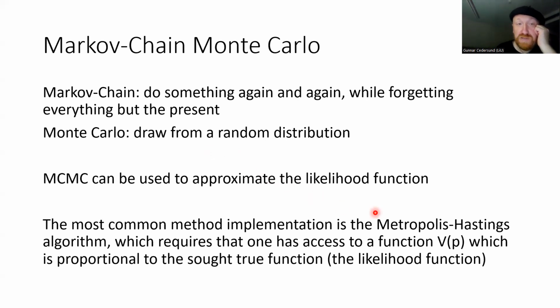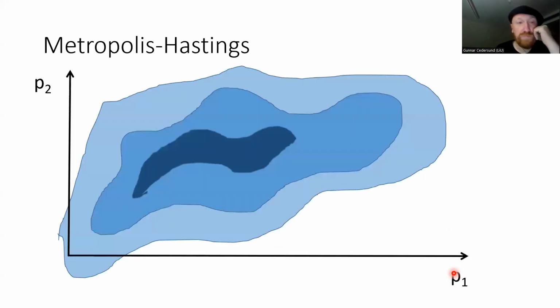One common special case of MCMC is to use something called the Metropolis-Hastings algorithm. And this can be applied as long as you have access to a function, like the cost function here, which is proportional to the true function. So you want to have the likelihood function, or the shape of the cost function, and you can calculate it. And it doesn't even have to be the actual function. It just has to be something that's similar enough to it, so to say.